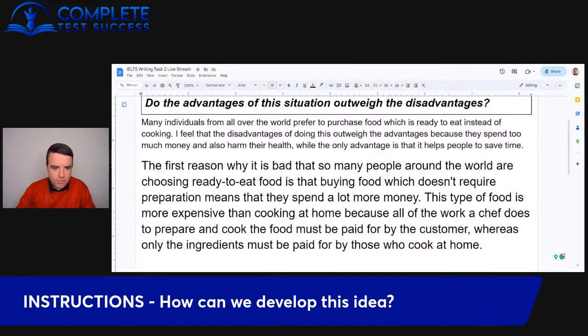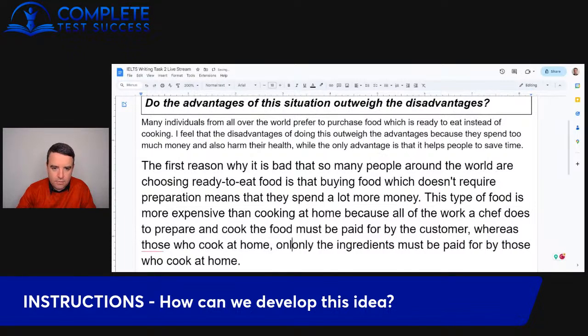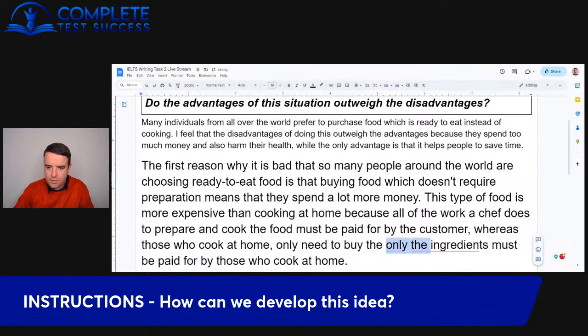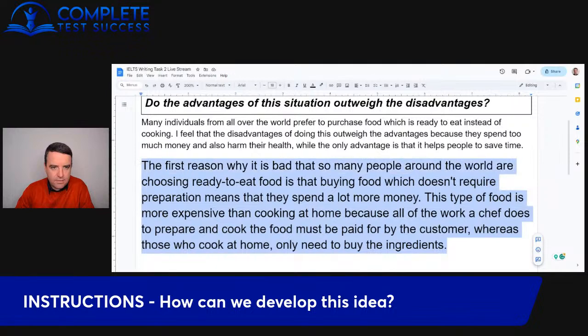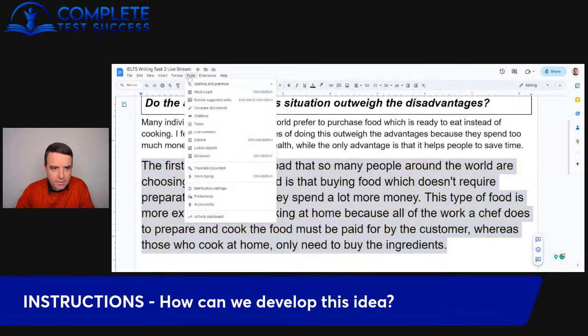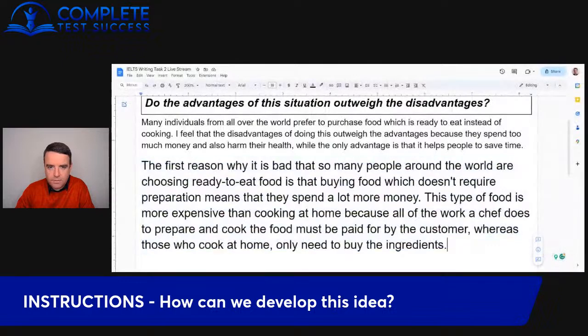Whereas, and I'm going to just change this around. Those who cook at home only need to buy the ingredients. Okay, now, just because I have must be paid for twice in the same sentence is a bit unusual. So I'm happier with that now. There's a little bit more variety and it doesn't seem as repetitive. 78 words. Okay, perfect. So that is the first body paragraph finished.